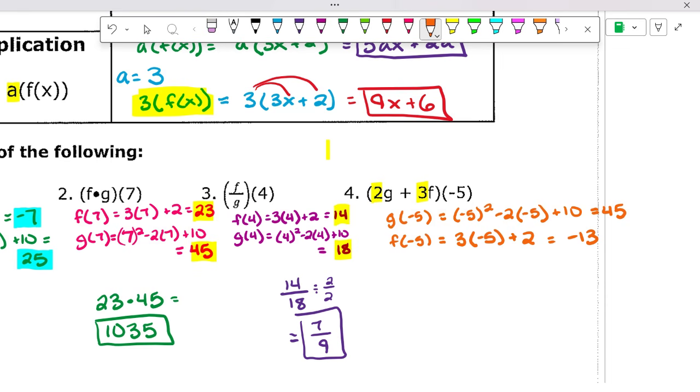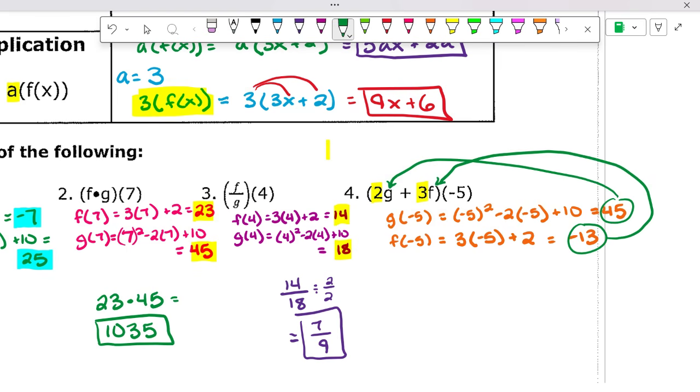So I'm going to take these numbers and plug them in for f and g respectively. All right. So I'm going to do 2 times 45, so I'm multiplying them together, plus 3 times negative 13. So what's 2 times 45? 90. What's 3 times negative 13? Negative 39. So if I subtract those, what do I get? 51. Good.